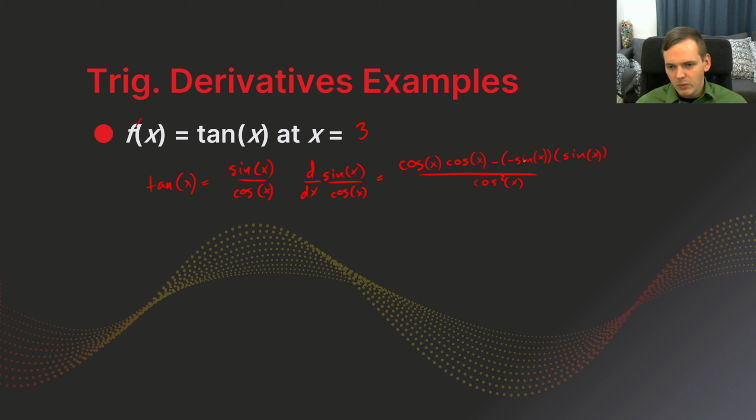This is cosine squared plus sine squared, which is 1, over cosine squared, which is also equal to secant squared x. So that's why the derivative of tangent is secant squared x. You can figure that out. So our derivative, f prime of 3, is just secant squared of 3. Conversely, up here, you could plug in your 3 and calculate it earlier on.